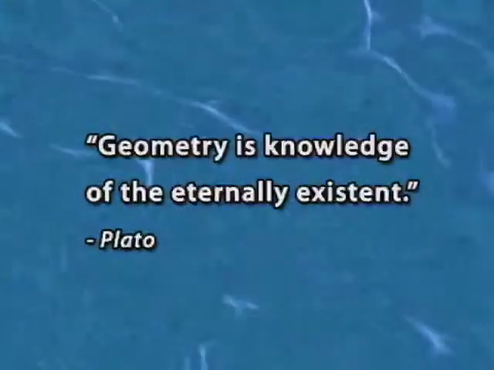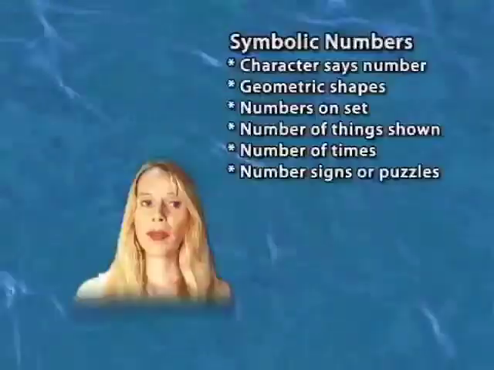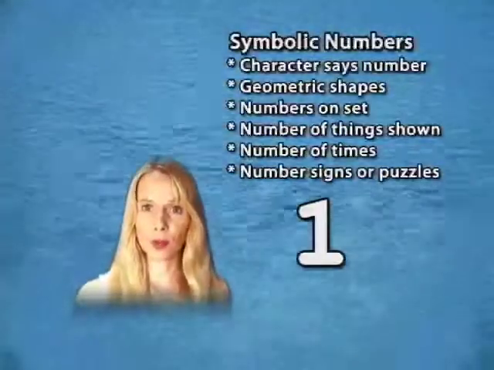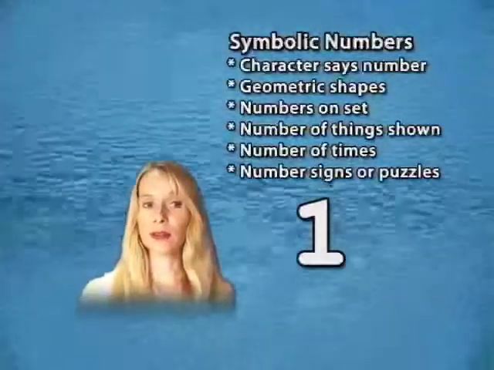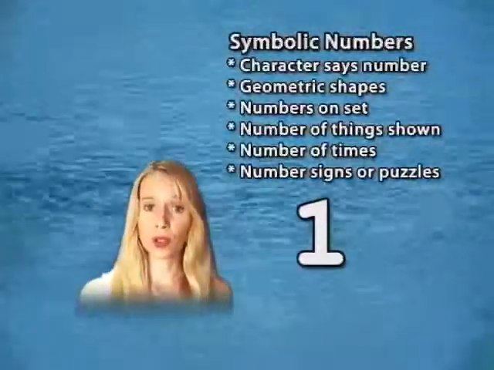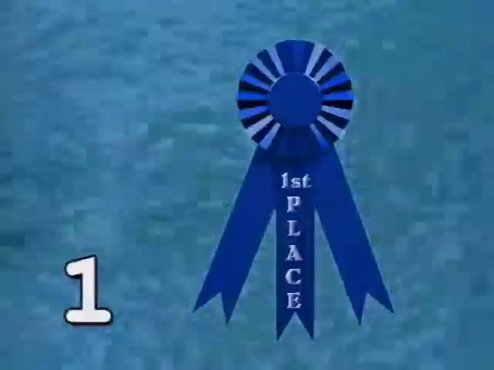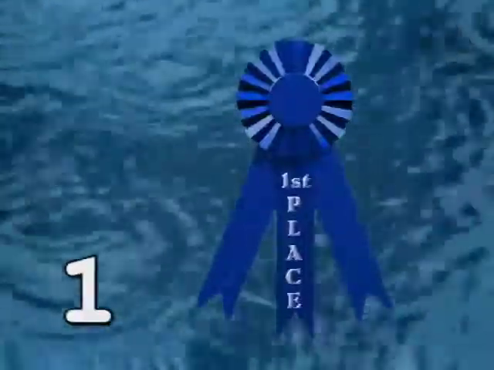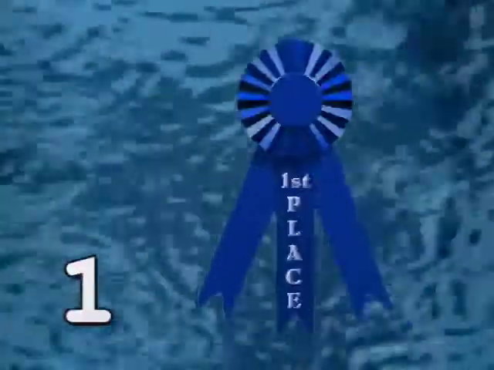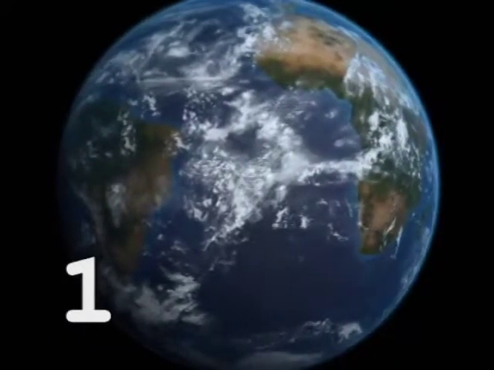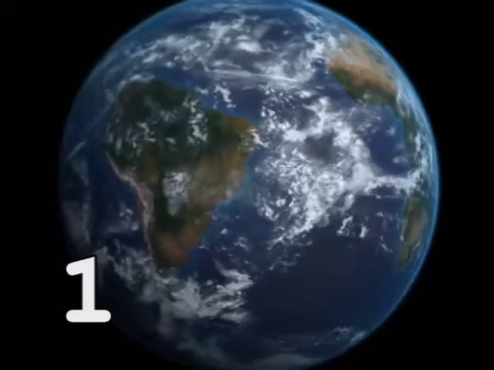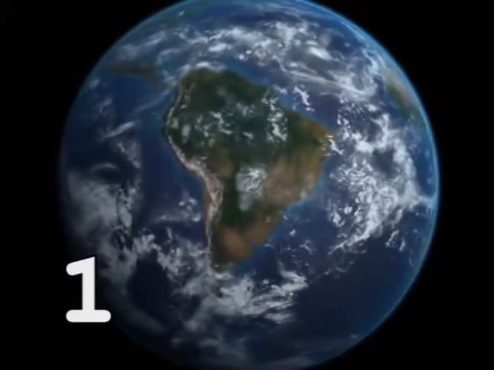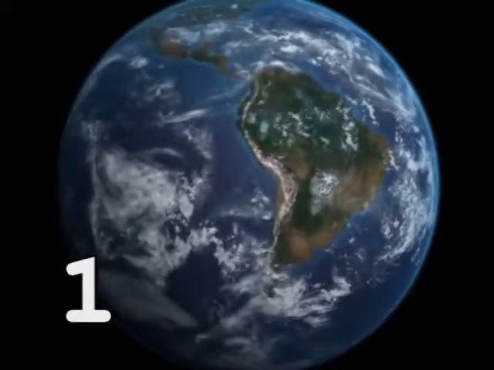See where you can add symbolic number ideas as I go through the following charts of numbers 1 through 11. Geometry is knowledge of the eternally existent. The number 1. Now, what do you think of when you think of the number 1? It's usually the top of the group, the winner's circle, wholeness, winner, creativity, center, unity, oneself, independence, single purpose, universe, equality, seed, stable, intolerance, stubbornness, lonely, or God.